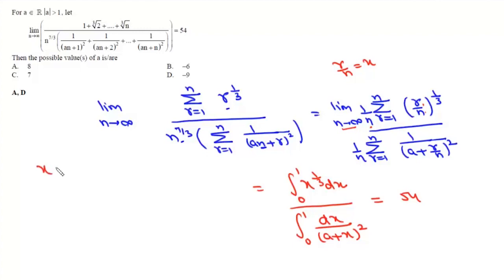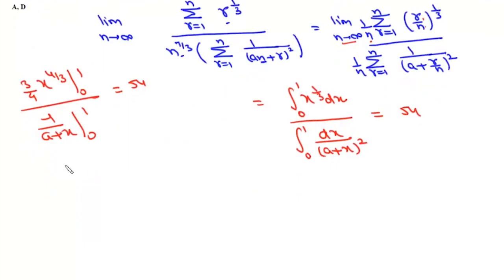Now it will be x to the power 4 by 3 into 3 by 4 from 0 to 1, and here it will be minus 1 upon a plus x from 0 to 1, and it is equal to 54. Now this is 3 by 4, and here it is 1 upon a minus 1 upon a plus 1, and it will be equal to 54.